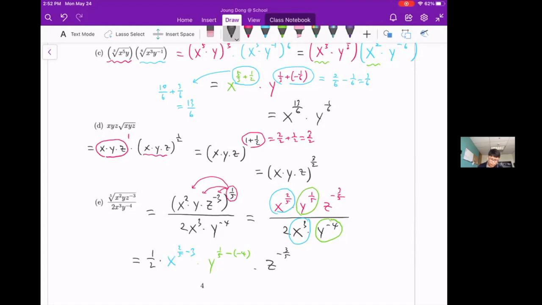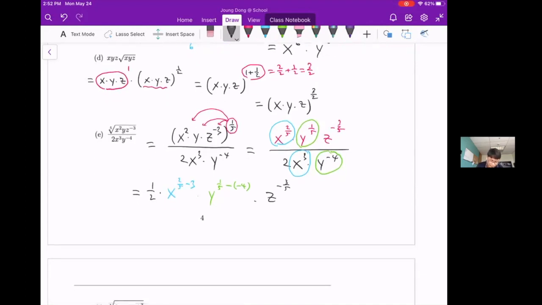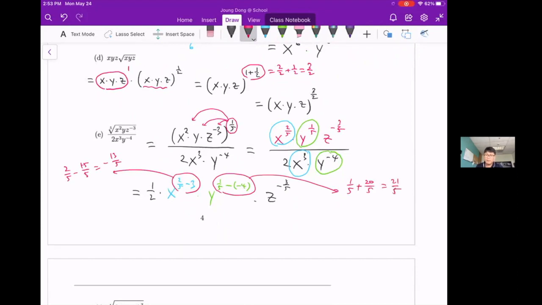So let me take care of your exponents first, okay? Look at your exponent. What is this? Let me do this on the side. It is 2/5 minus 3. If you use a common denominator, 3 is 15/5, right? Which is negative 13/5, okay? Then what about y? Let me do this one on the side as well. 1/5 plus 4, right? 4 is 20/5. I'm talking about common denominator, okay? It is 21/5. Are you following so far?